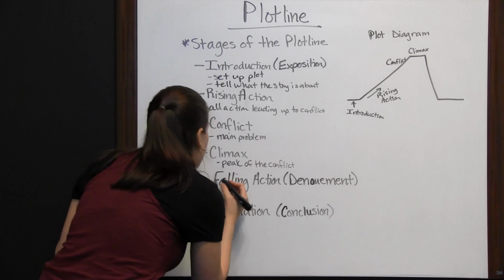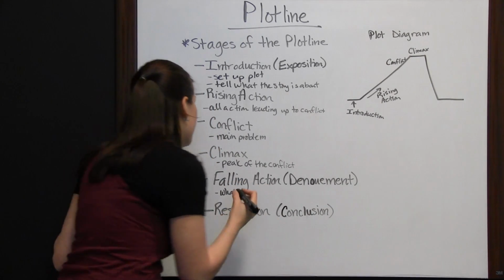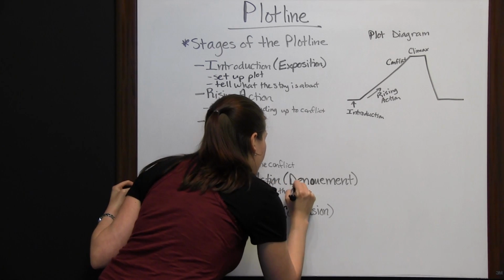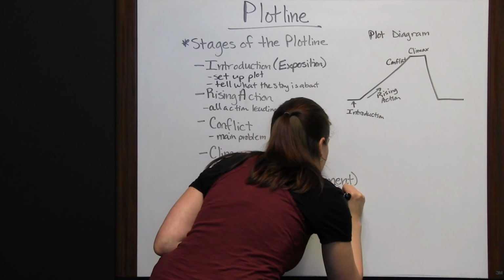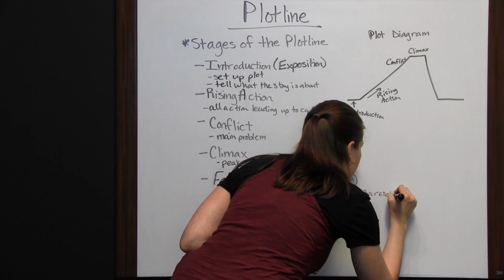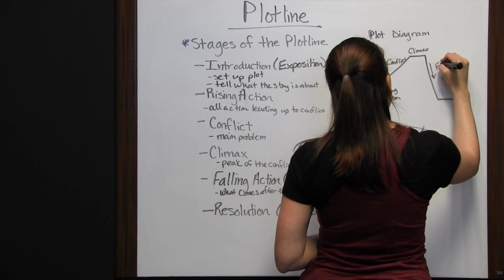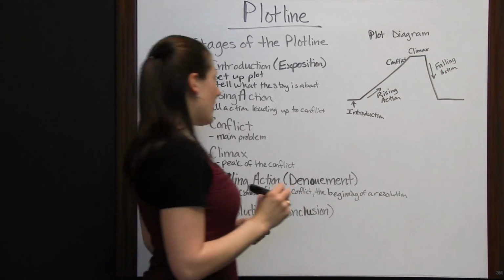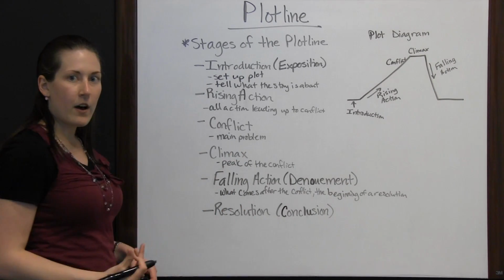So with your falling action, it's going to be what comes after the conflict. The beginning of a resolution. So things start to resolve themselves. We've got our falling action, and it's going to fall the same way our rising action began. So the author may be tying up any loose ends, kind of getting you ready for the end of the story with your falling action.